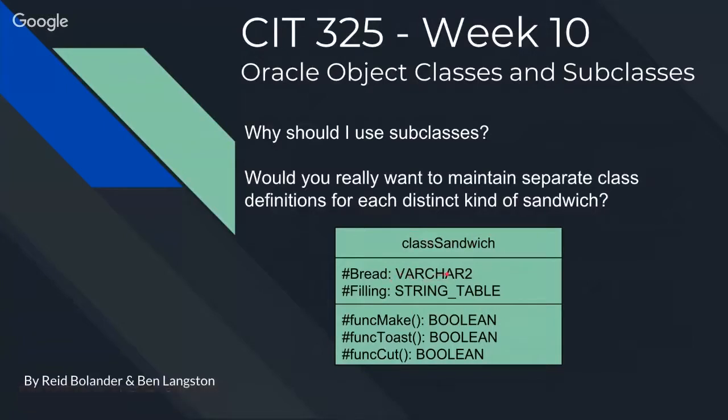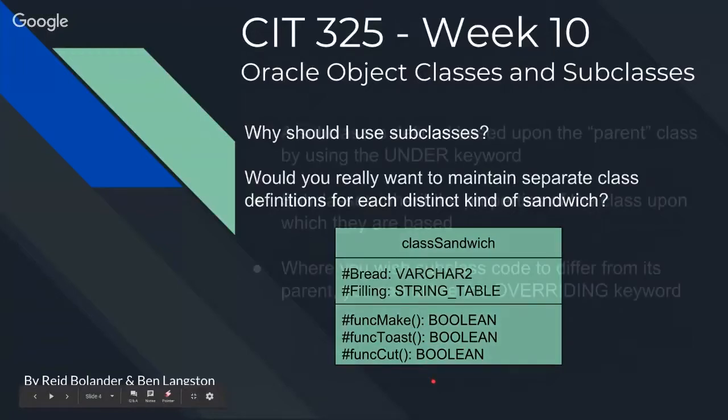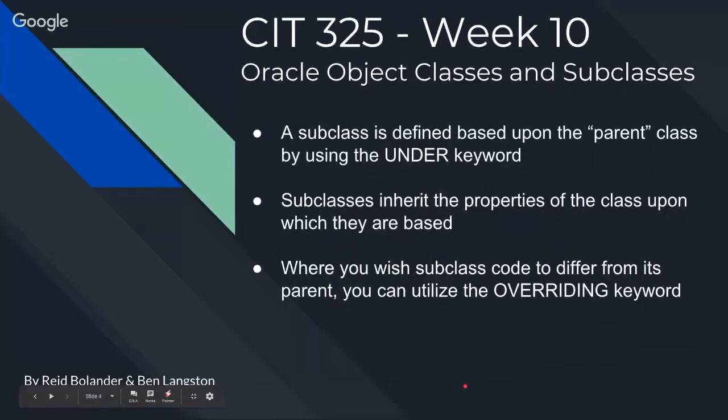It has a variable for the type of bread, and it has a string table or kind of a V-array for the filling, which we would pass in with multiple fillings. And then those same functions, which have a lot of similarities, would exist. A subclass is defined based upon what the parent class is, using the under keyword. And Ben's going to go into more detail on this. The subclasses inherit the properties of the class upon which they are based, and where you wish subclass code to differ from the parent, you can utilize the overriding keyword, because in the case of a Reuben sandwich, I like to cut it straight down the middle, not in a triangle. So there would be a little bit of difference there.